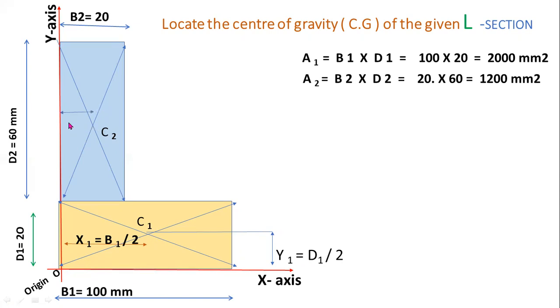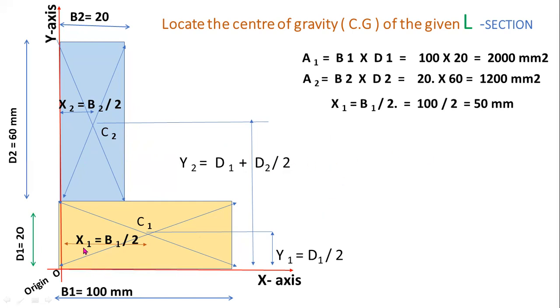Now x2 is the distance of the centroid from the y-axis. x2 equal to base by 2. Base b2 equal to 20, so 20 by 2. And also y2 is the distance of centroid C2 from the x-axis. From the x-axis, y2 equal to d1, that is the depth of the bottom rectangle, plus half of the depth of the vertical rectangle. Okay, d1 plus d2 by 2. So this is the position of the centroid.